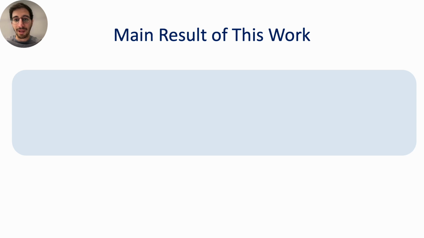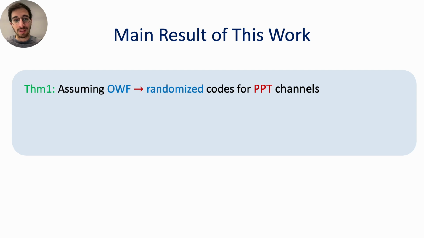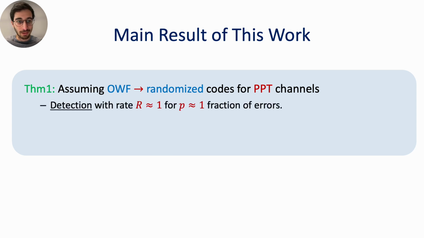Great. So now that we have a formal definition, we can formally state our results. And our main result, or our first result, is that assuming one-way functions, we are able to get randomized codes for PPT channels with detection that is obviously optimal, in the sense that we can get rate 1 and detection up to 1. And this approximation is some constant. You can choose this constant to be as small as you want.